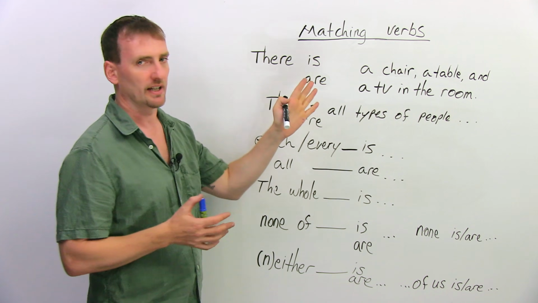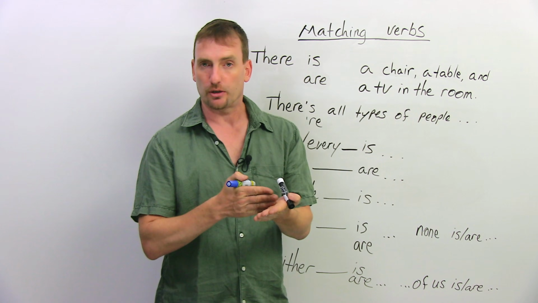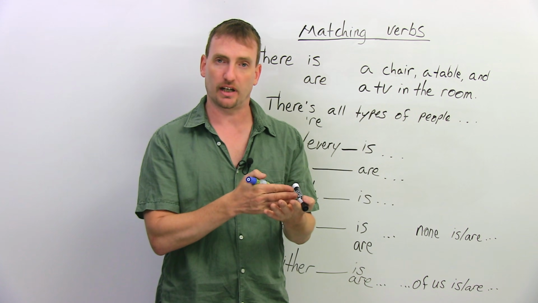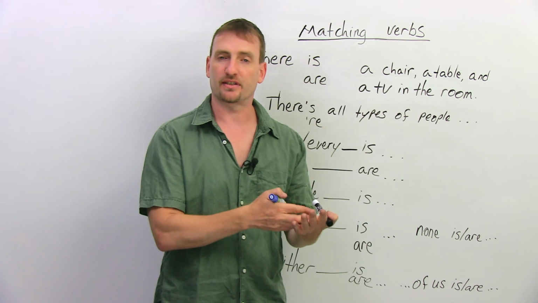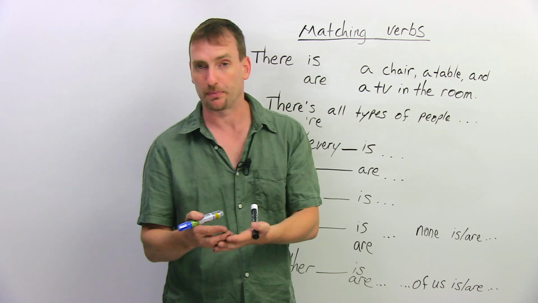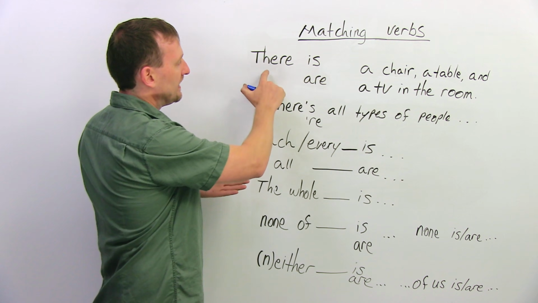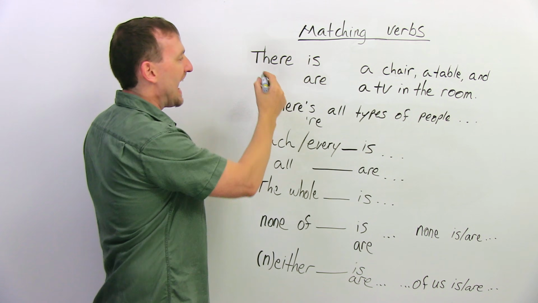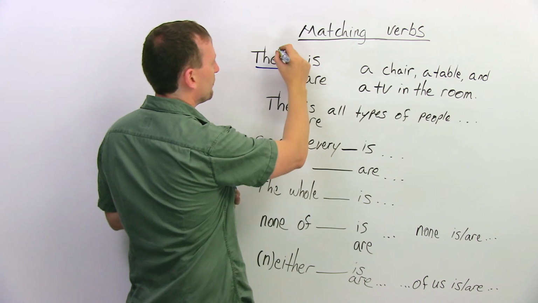So generally speaking, you've learned from basic classes, your verb will match the subject, right? If the subject is singular, the verb will be singular. If the subject is plural, the verb will be plural, right? Now here we have a little bit of a problem. Why? Because the word "there" is not actually the subject of the sentence. This is called a preparatory subject.